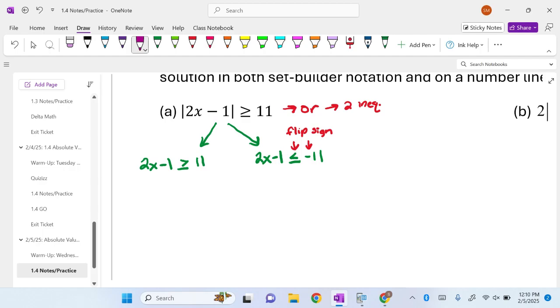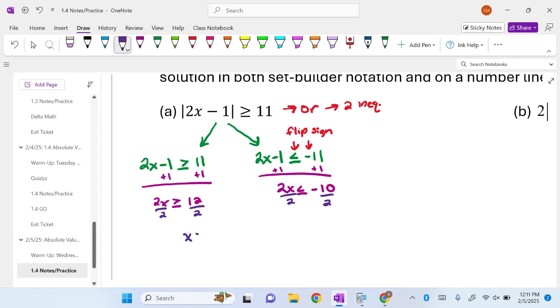So what's my first step to solving either one of them? Adding 1 to both sides. This will be 2x is greater than or equal to 12, and 2x is less than or equal to negative 10. Then I would finish it up by dividing both sides by 2. So I get x is greater than or equal to 6, or, and don't forget to put that or, x is less than or equal to negative 5. So these are my two answers.